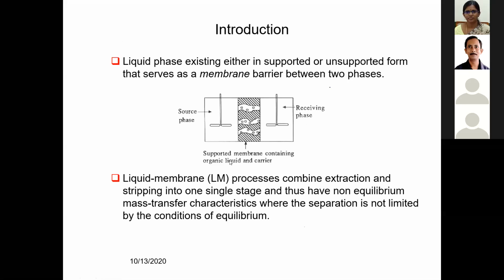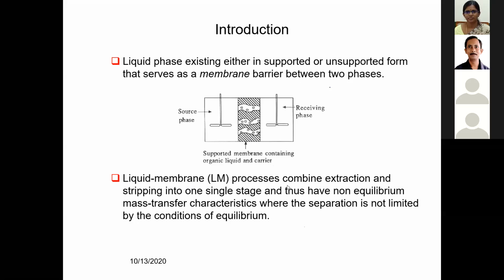Okay, so if it is supported, you have a membrane matrix, and inside its pores you can fill the material. It may be an organic liquid or it may be a carrier. The carrier may be an ionic liquid or any other ligands also. So you have a source phase on one side and a receiving phase on the other side.